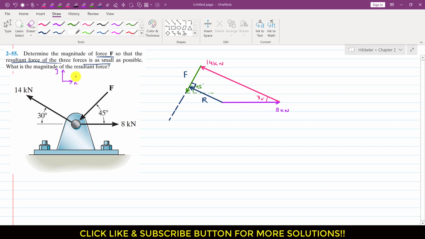Now I will draw two axes on this diagram. One axis is parallel to the F force, like this, and another axis is perpendicular to this F force, or to this line. Let's say this axis is x dash, and this axis is y dash, and the x dash and y dash axes are making 90 degrees with each other.